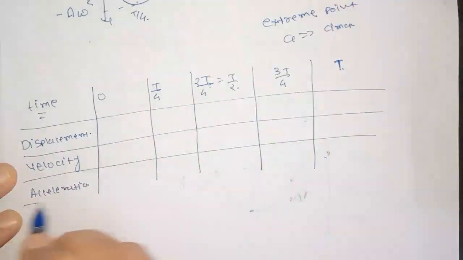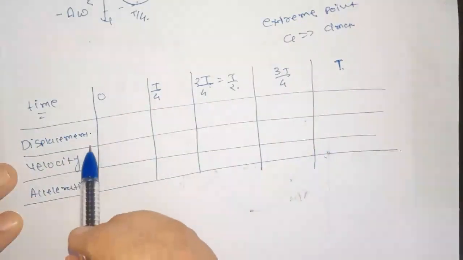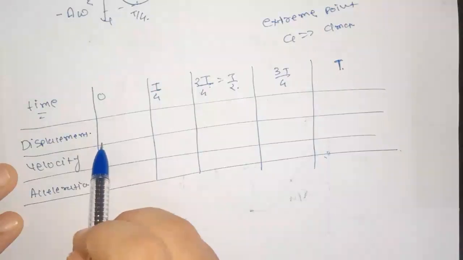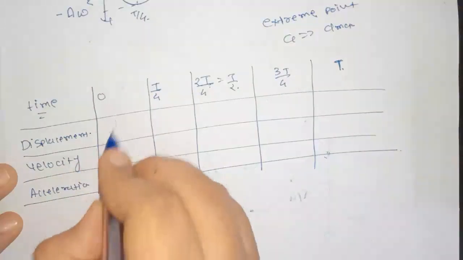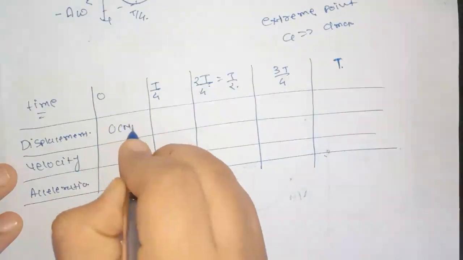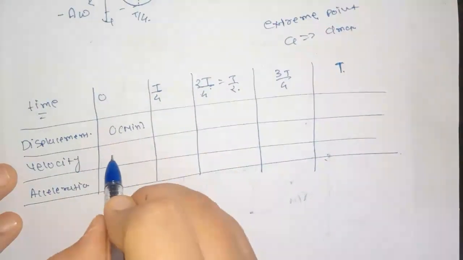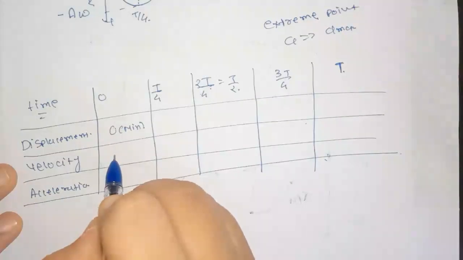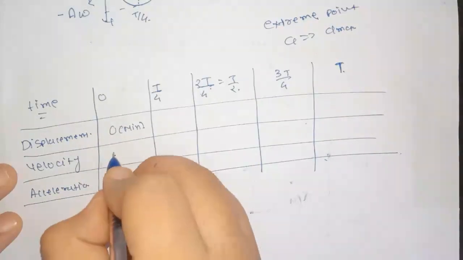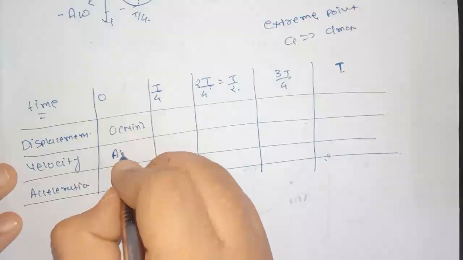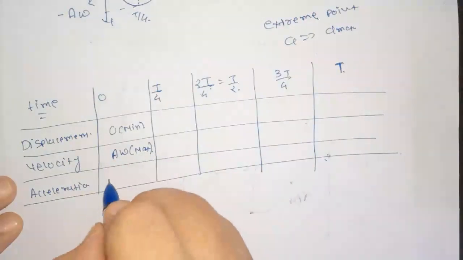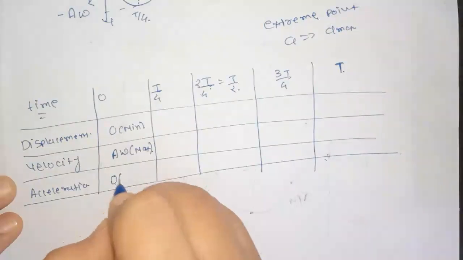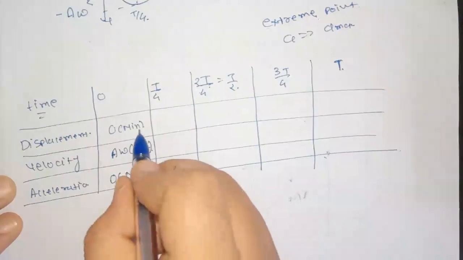We have seen that this object is starting from mean position. So at t equals 0, its displacement will be 0 and that is minimum. For velocity, it is a cosine curve. So at t equals 0, velocity will be A omega, that is maximum. The acceleration is 0 because the displacement is 0.